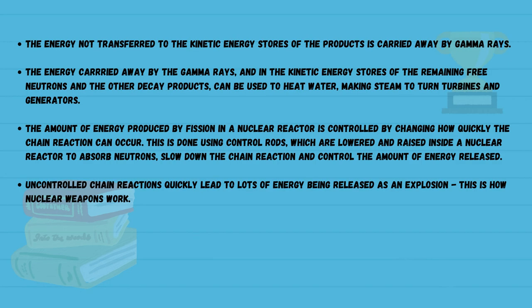The amount of energy produced by fission in a nuclear reactor is controlled by changing how quickly the chain reaction can occur. This is done using control rods, which are lowered and raised inside a nuclear reactor to absorb neutrons, slow down the chain reaction, and control the amount of energy released. Uncontrolled chain reactions quickly lead to lots of energy being released as an explosion. This is how nuclear weapons work.